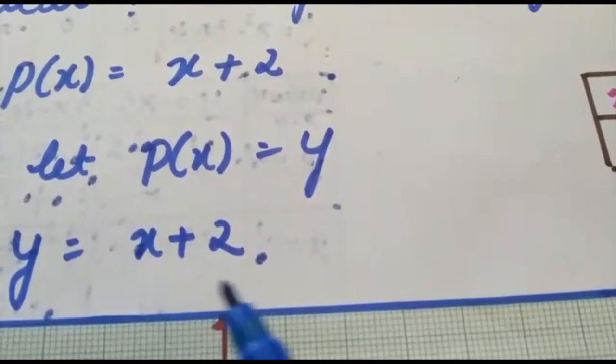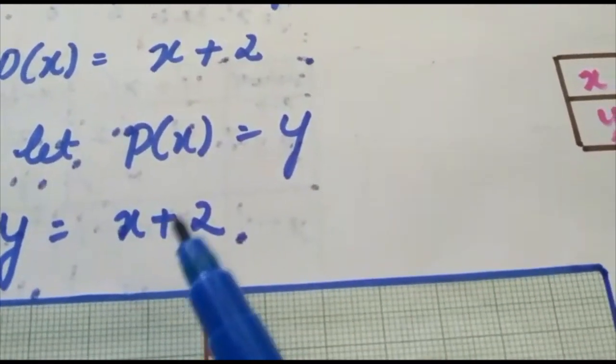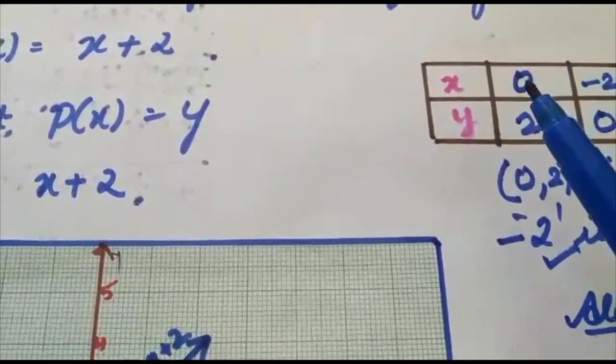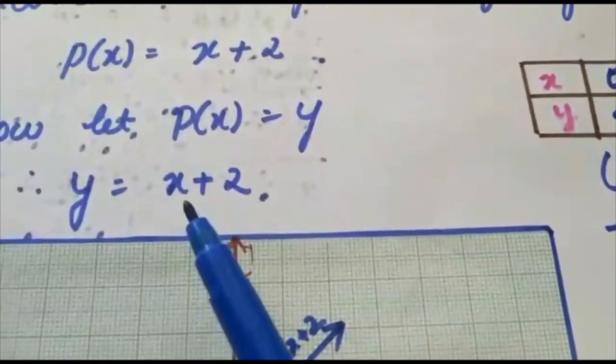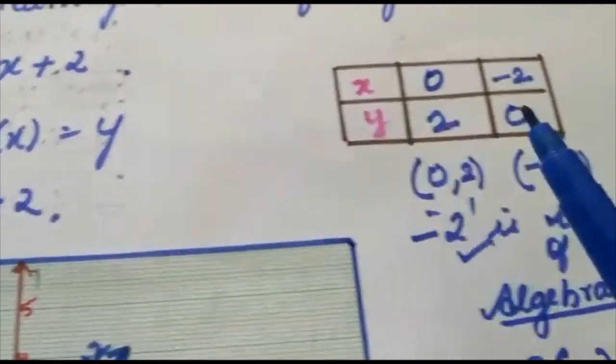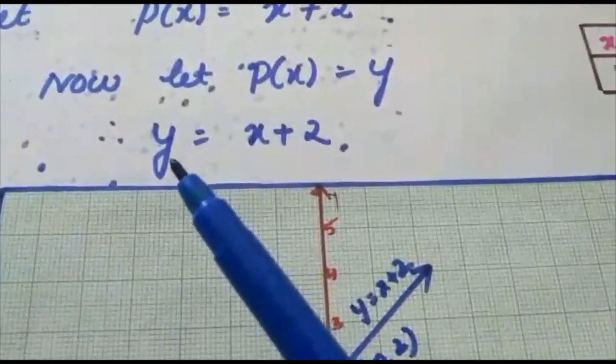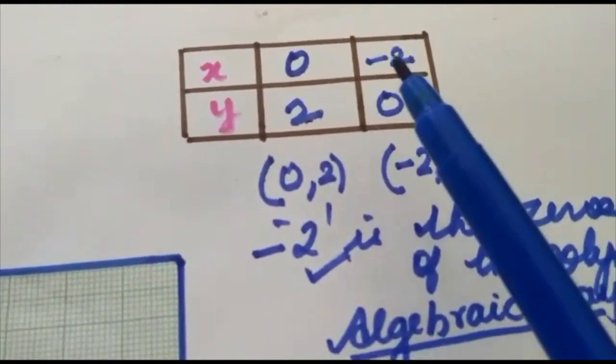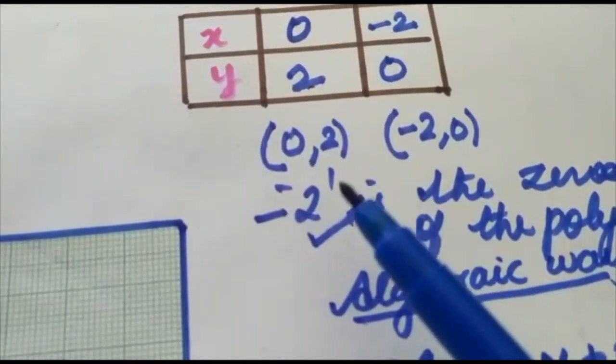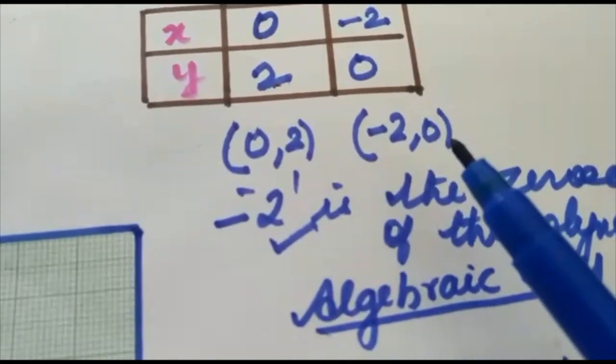Now we are going to give values of x. First take x is equal to 0. When you put x equal to 0, your value of y will be equal to 2. Understood? Now you take y as 0. When you take y as 0, your value of x will be equal to minus 2. So the first coordinate is 0, 2 and the second coordinate is minus 2, 0.